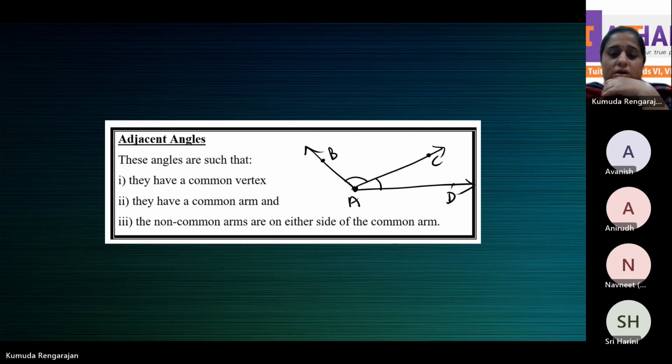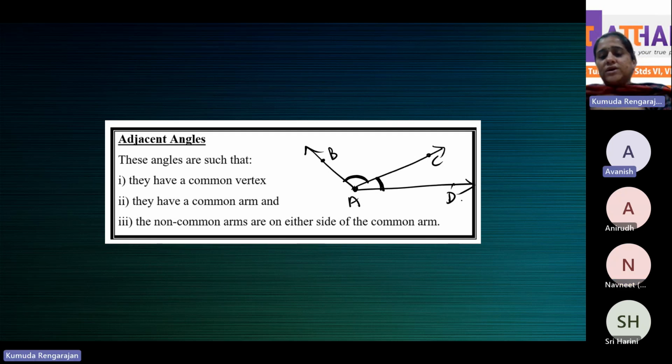Now, how do you name this angle, children? How do you name this angle? Angle BAC. This is angle BAC. What about this angle? Angle CAD, or DAC. This one is DAC or CAD. And this one is BAC or CAB.